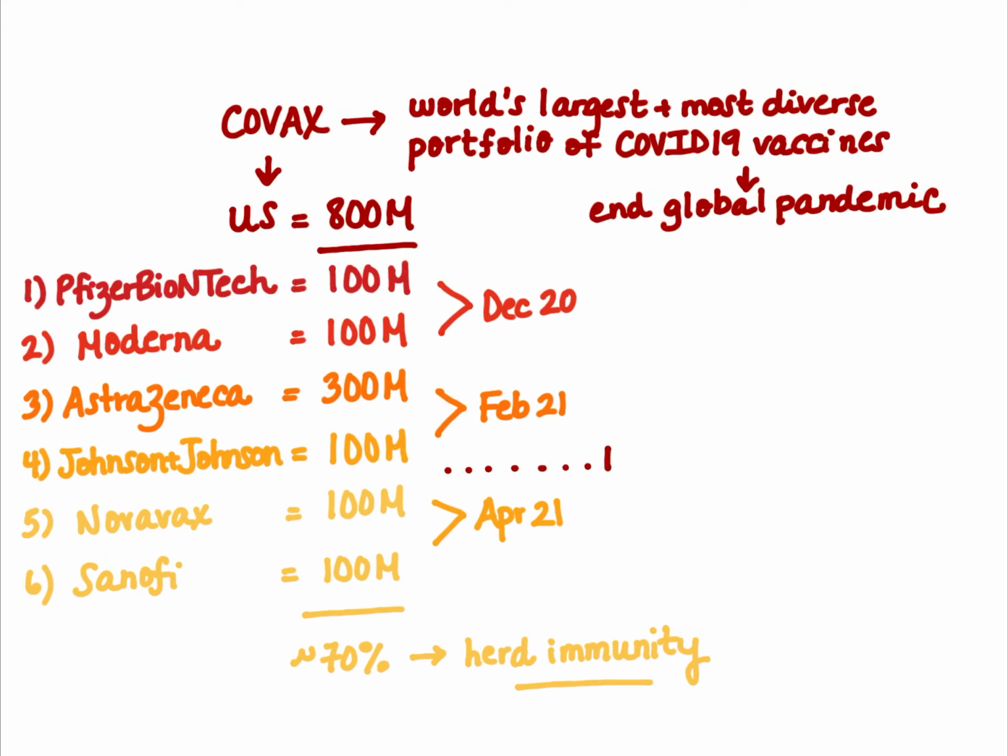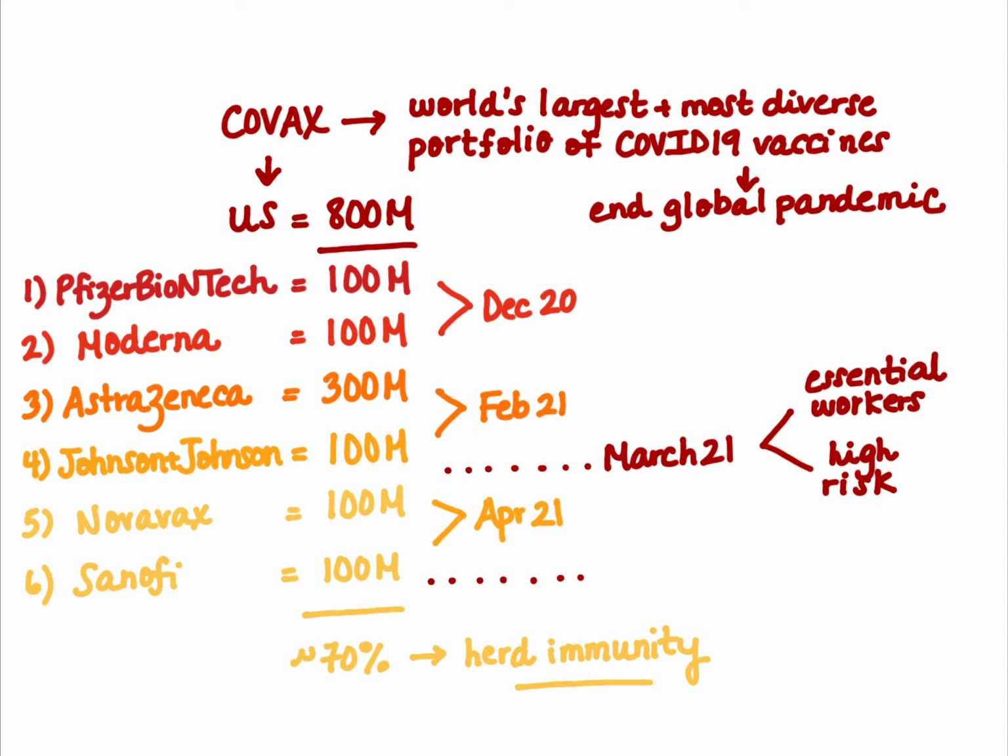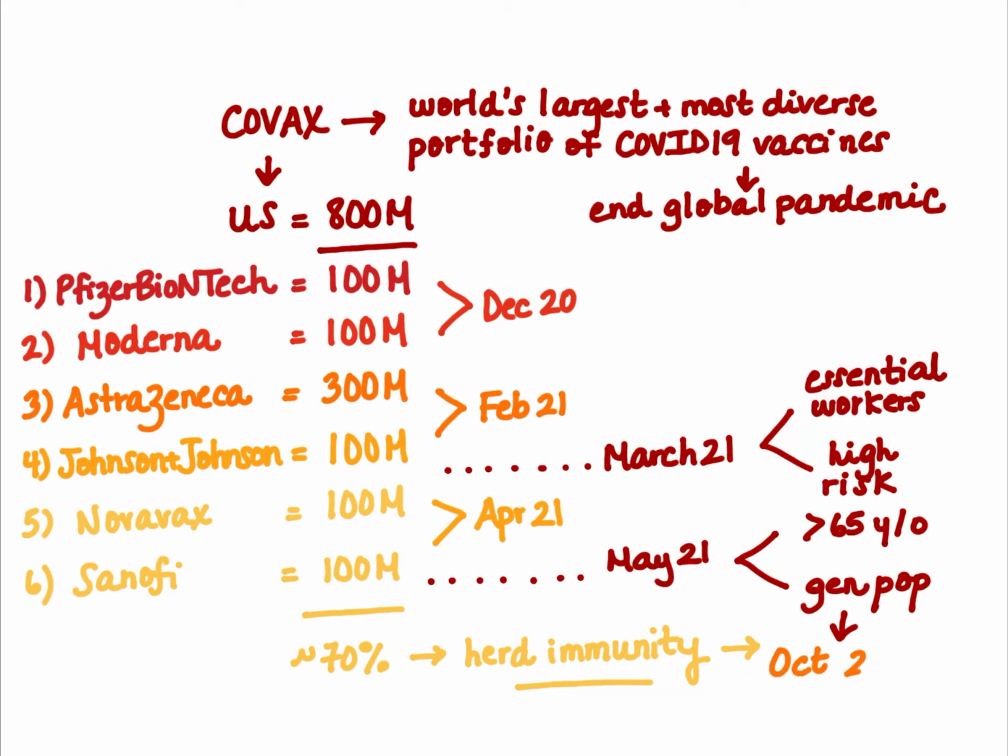And to further break down this timeline in terms of who exactly will be vaccinated to achieve herd immunity, looking at March 2021, by then we should have essential workers and high-risk individuals, to include people over age 65, vaccinated. Whereas by May 2021, we will be starting to have all people over age 65, regardless of high-risk conditions, as well as the general population starting to be vaccinated, in hopes of achieving at least 70% of the U.S. population being vaccinated by October 2021 to achieve herd immunity.